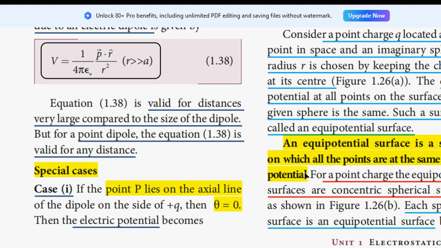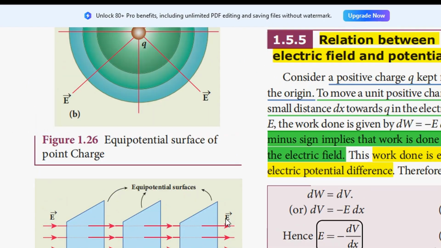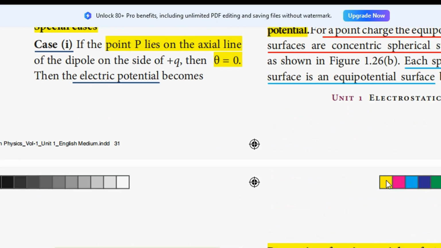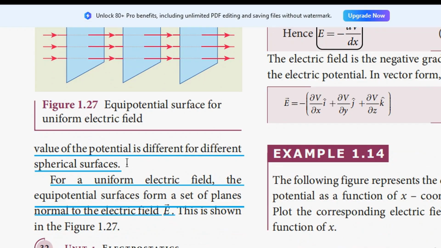So we can write like this. For a point charge, the equipotential surfaces are concentric spherical surfaces as shown in figure 1.26b. And each spherical surface is an equipotential surface, but the value of potential is different for different spherical surfaces.